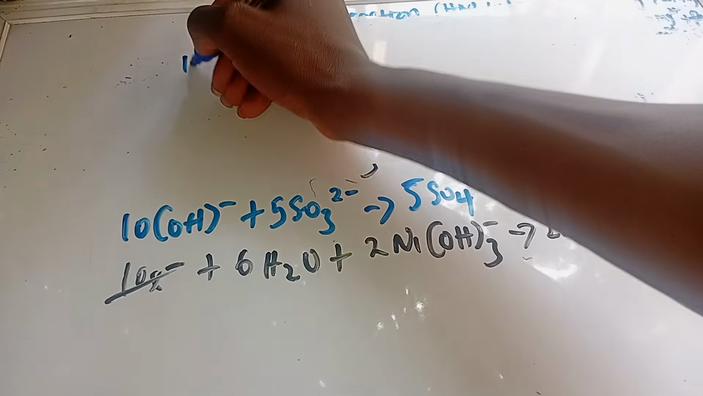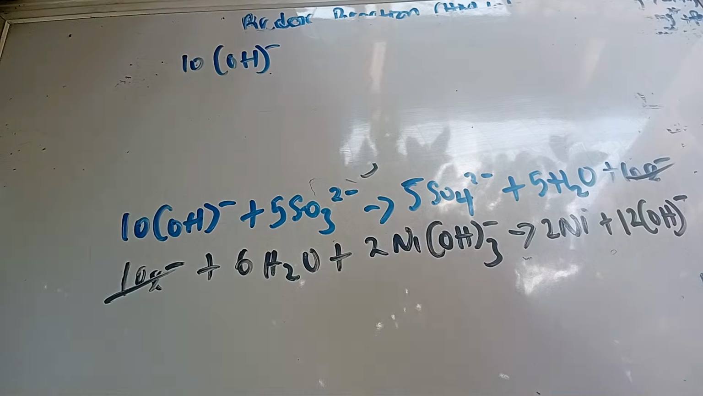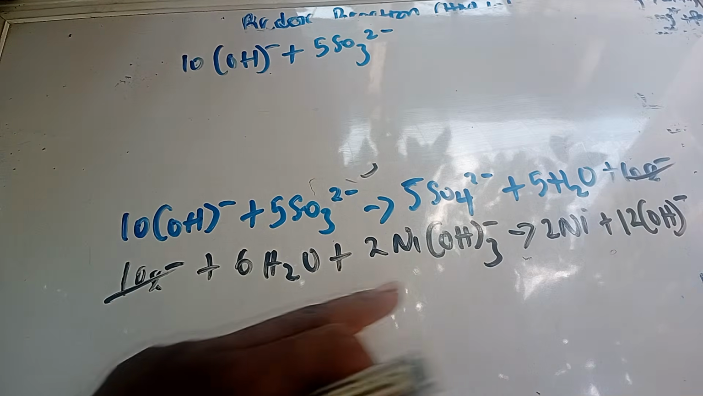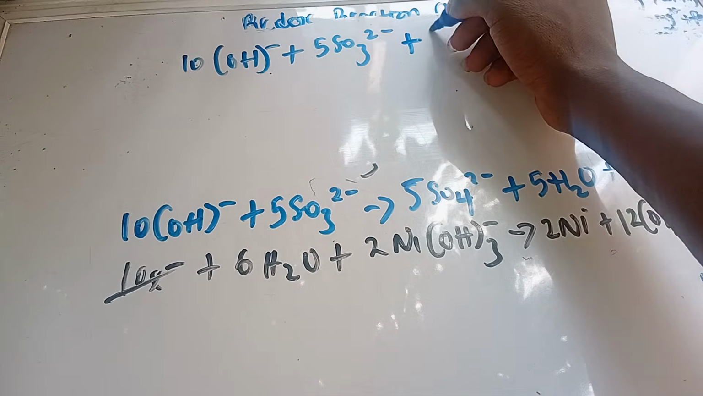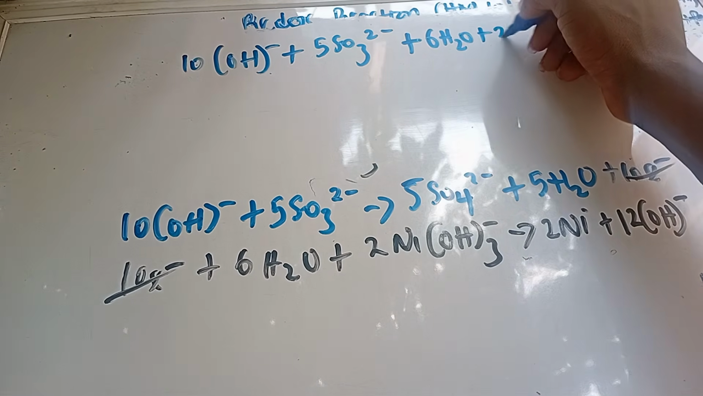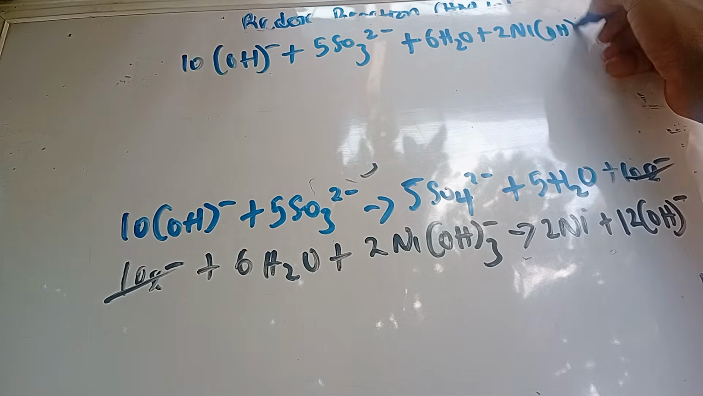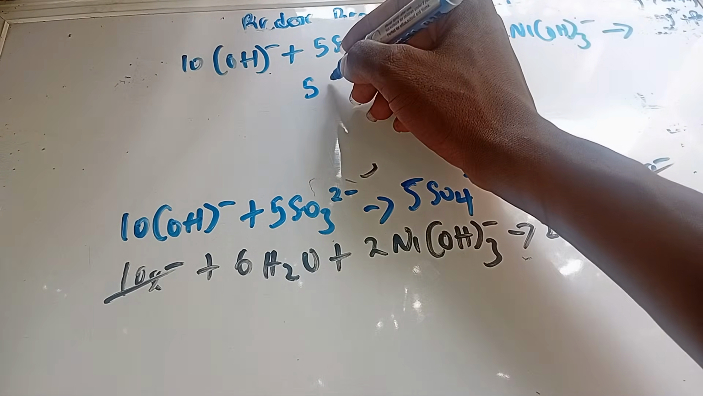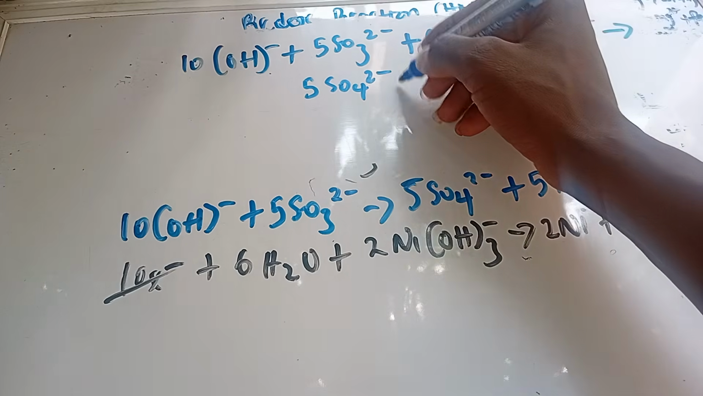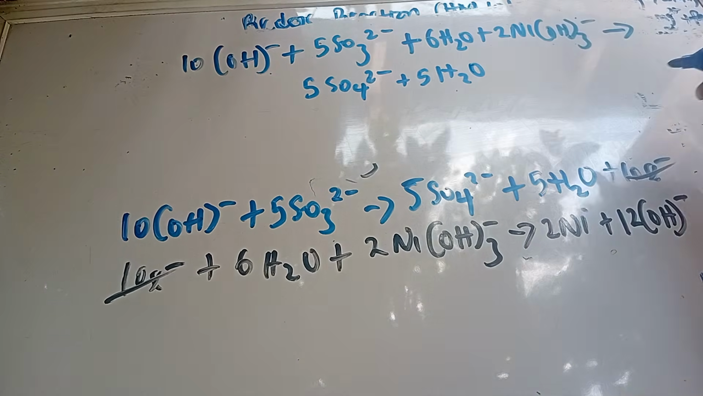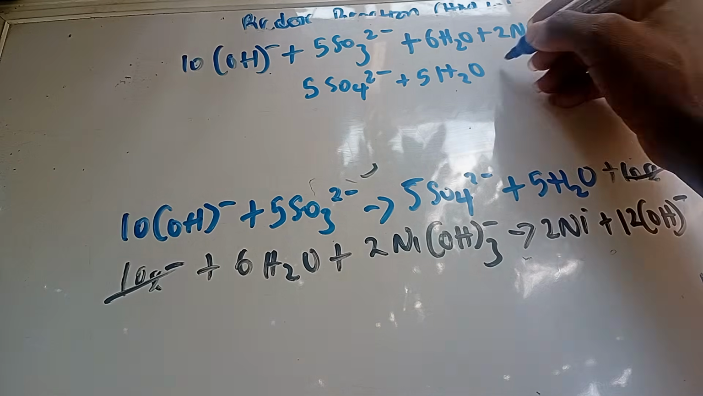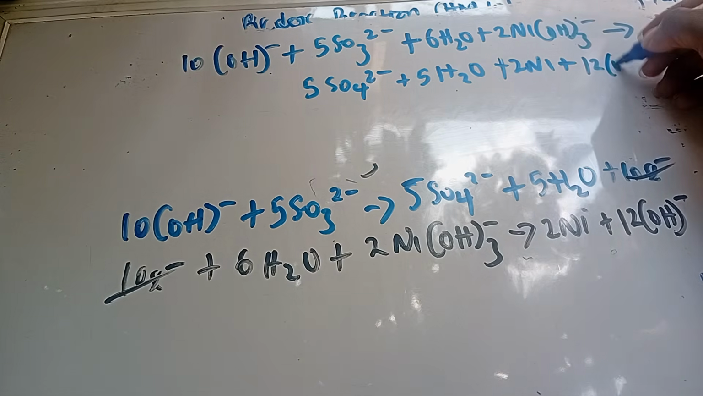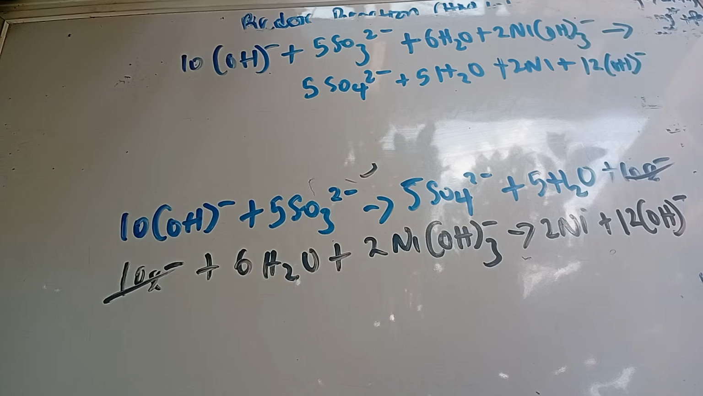So here we have 10OH minus plus 5SO3 2 minus. Now what's the left side here? Plus 6H2O plus 2Ni(OH)3 minus, to give us, what's the right side here? 5SO4 2 minus plus 5H2O. The right side here, plus 2Ni plus 12OH minus. Now let's check everything.